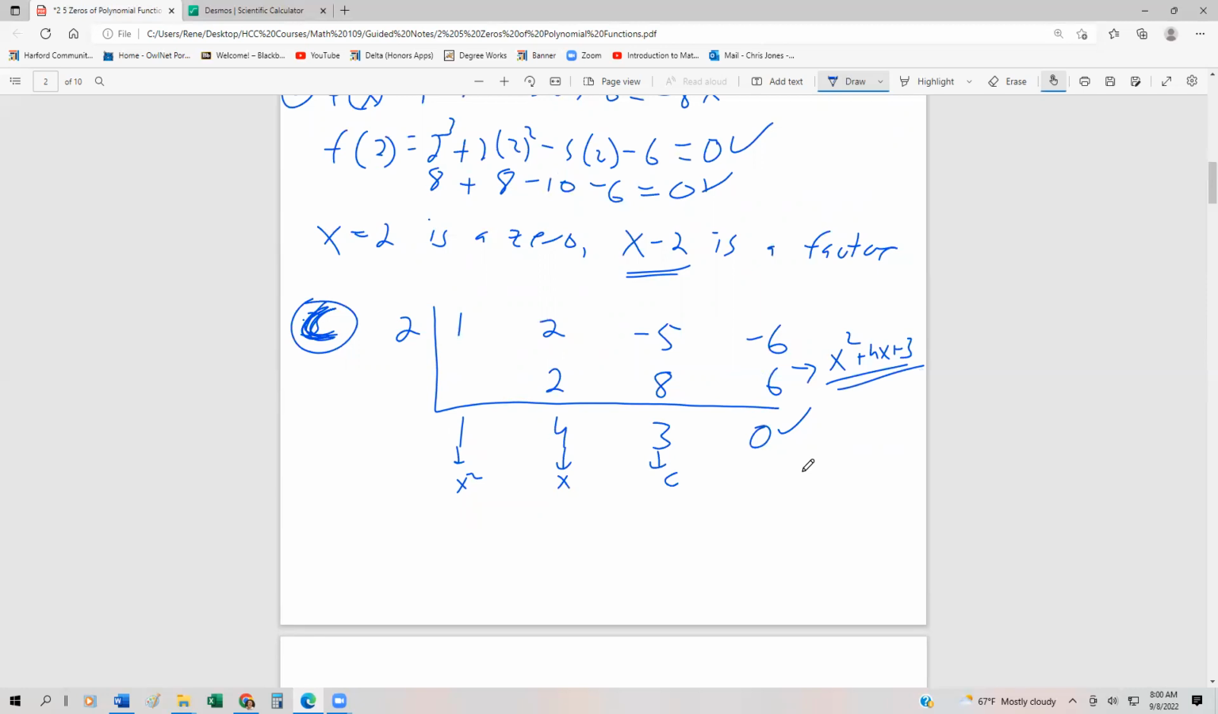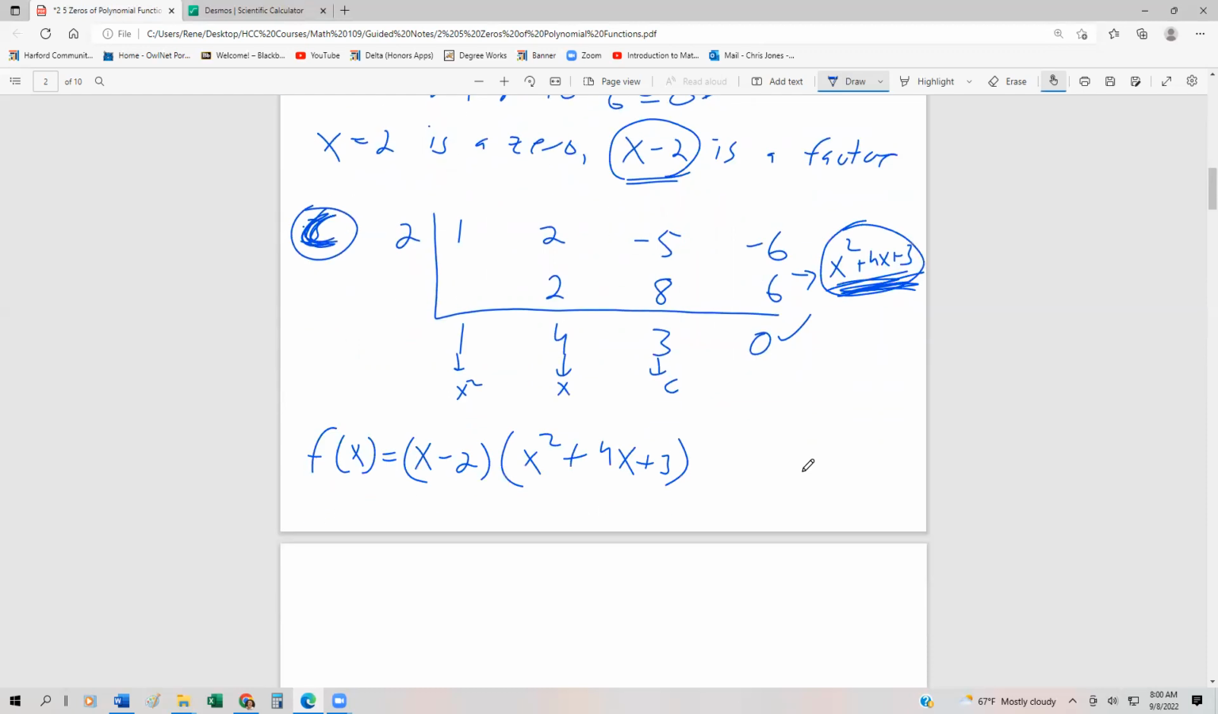So if we take our two factors, our x minus 2 and our x squared plus 4x plus 3, now what we can say is that the function f of x is going to be equal to x minus 2, which we said was a factor, and the quotient is the other factor, x squared plus 4x plus 3. Finally, we can factor this trinomial pretty easily, and that's just going to be x plus 3, x plus 1.